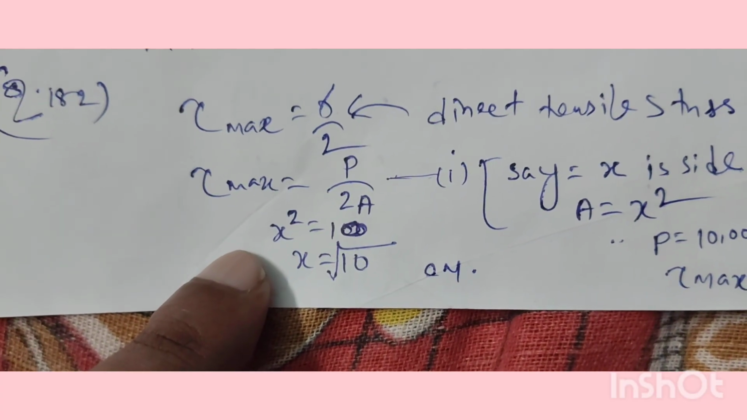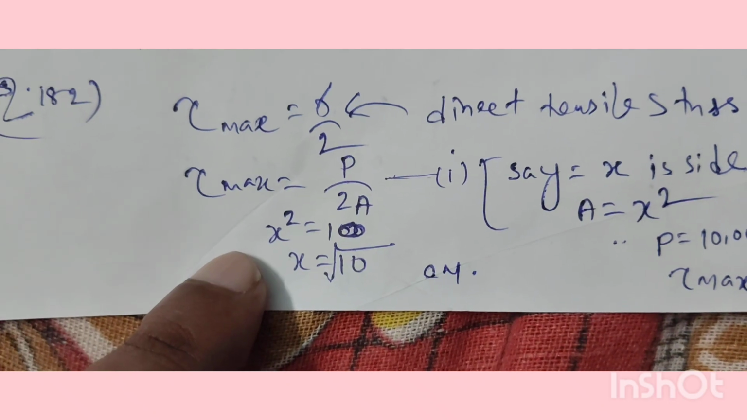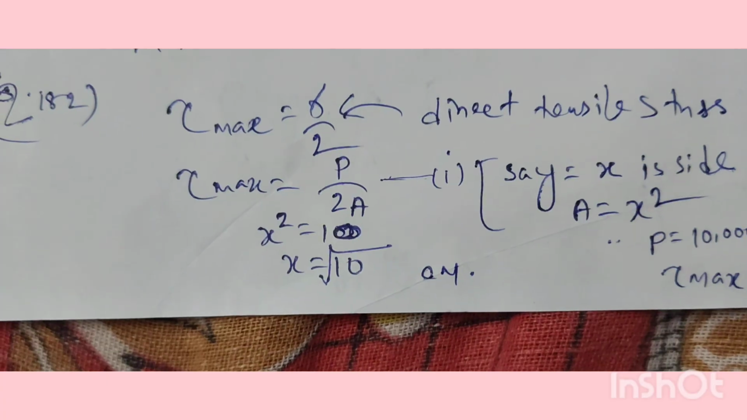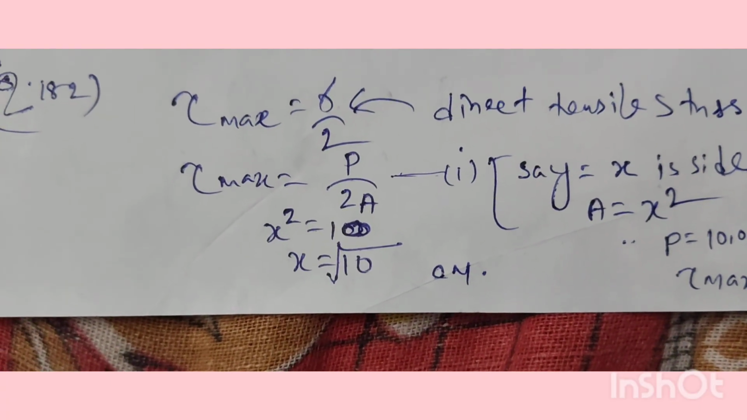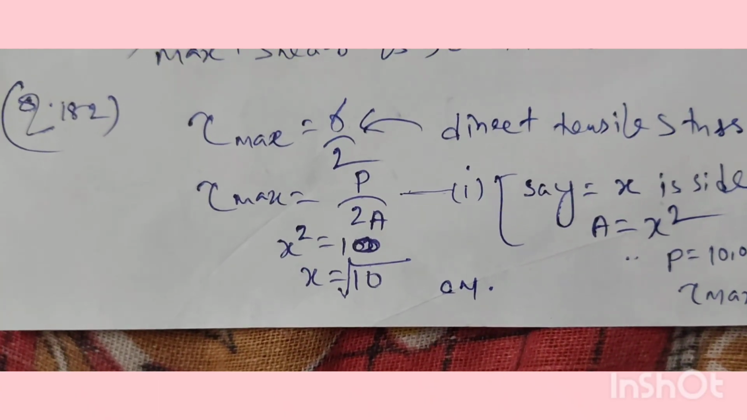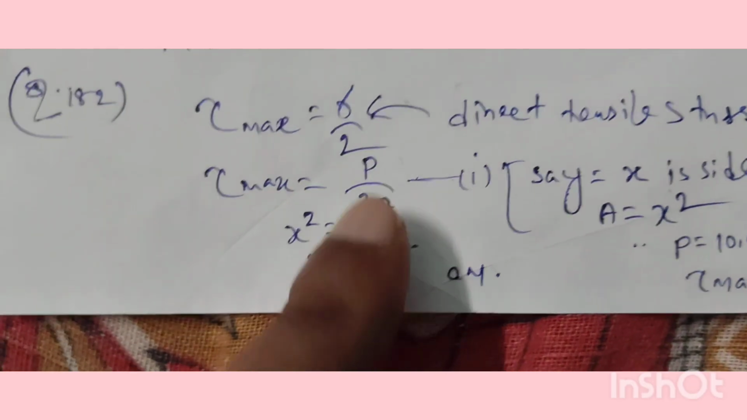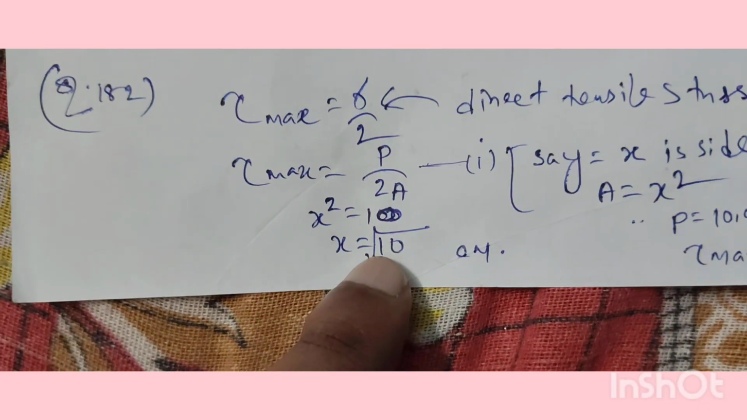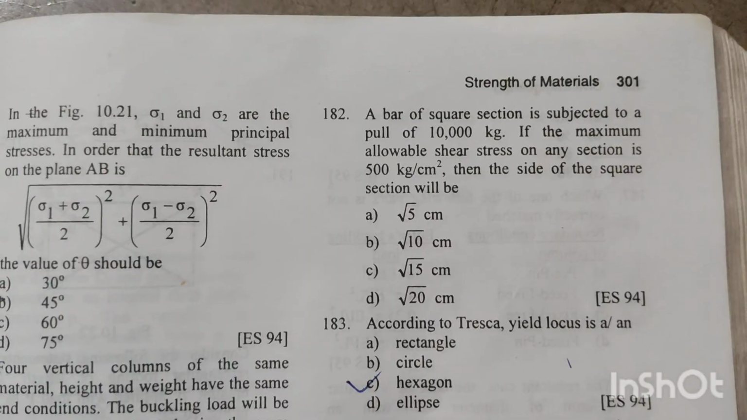Now say X is the side of the bar. As the bar is square in cross section, the area will be equal to X square. And from the question we have got the value P is equal to 10,000 kg and maximum shear stress tau max is equal to 500 kg per centimeter square. If we put the value in this formula, we will get X square equal to 10 centimeter and X is equal to root over 10 centimeter. Option B is right answer.